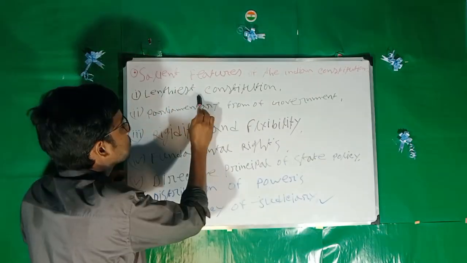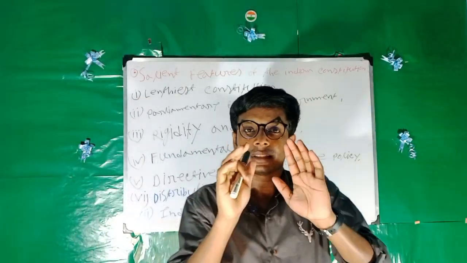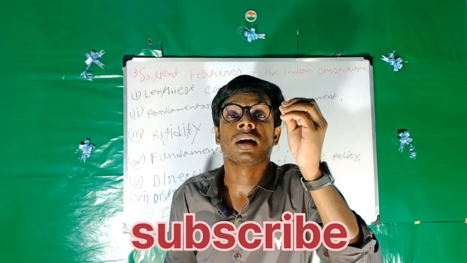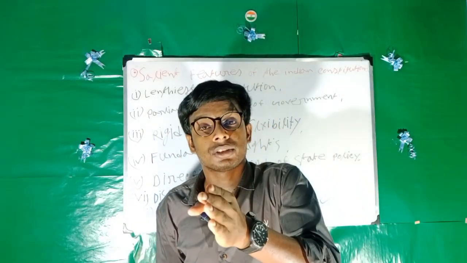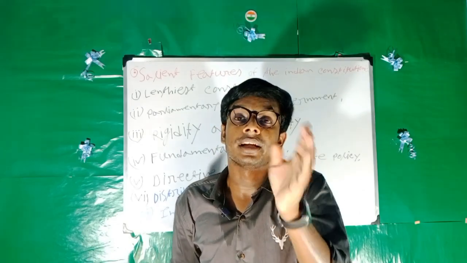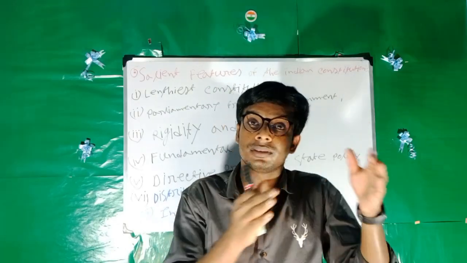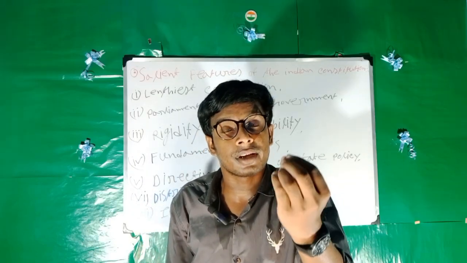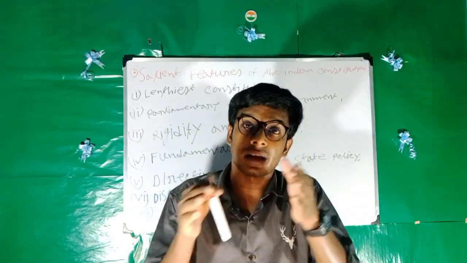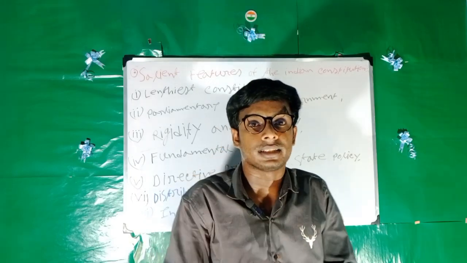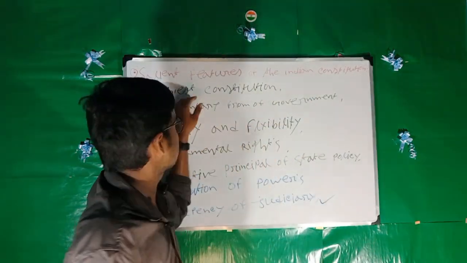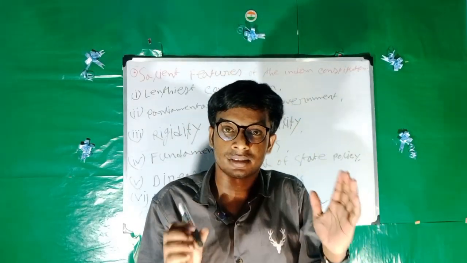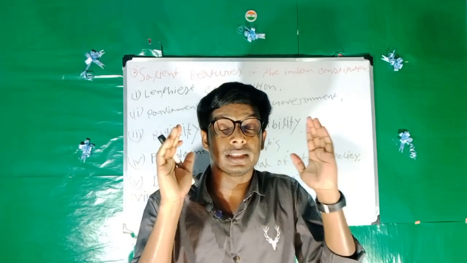First is the lengthiest Constitution of India. If you see other constitutions, the American Constitution has a total of 7 articles, and the Australian Constitution has a total of 128 articles. And the Indian Constitution originally had 395 articles, and now has a total of 448 articles. So the Indian Constitution is a written constitution and the biggest constitution in the world. It is the lengthiest constitution.